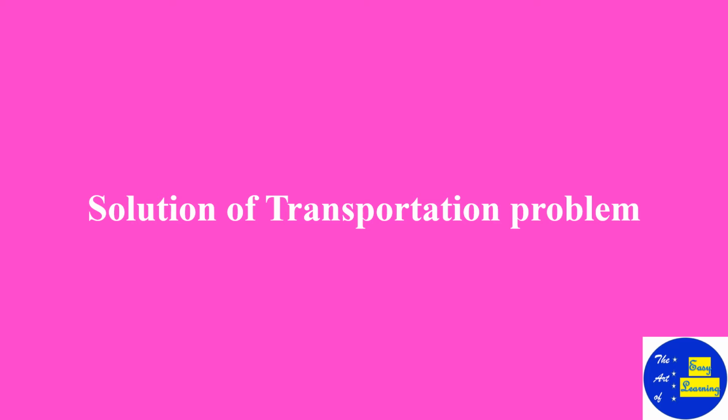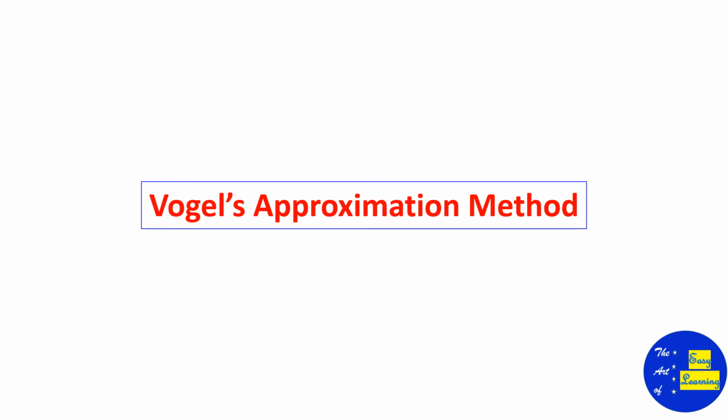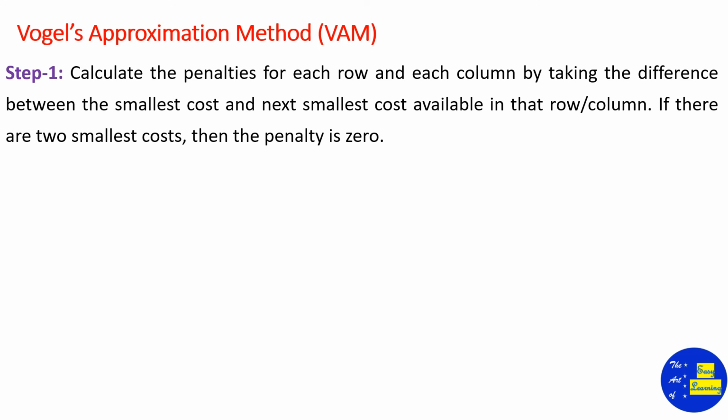Hello viewers, let us discuss the solution of the transportation problem using VAM method or Vogel's approximation method. So coming to the procedure, in step 1 we have to find the penalties for each row and each column. Penalty is nothing but the difference between the least value and the next least value in that particular row or column. Suppose if there are two least values, then the penalty becomes 0.